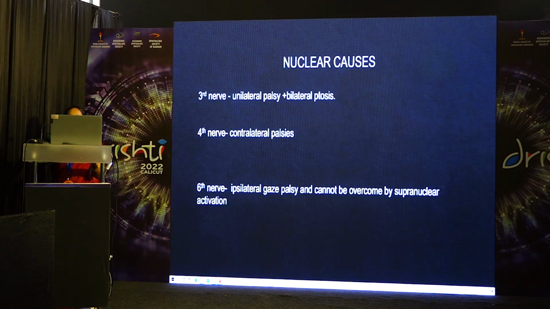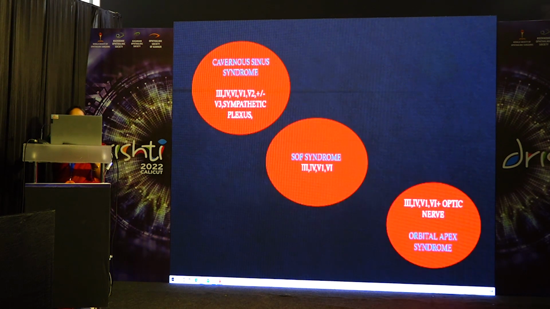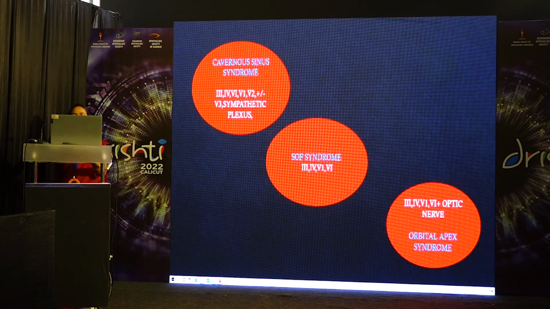Sometimes a unilateral third nerve palsy will present with a bilateral ptosis. Then the lesion will be at the nuclear level. Also for sixth nerve palsy, where there is an associated ipsilateral gaze palsy, we should think of a nuclear reason. Sometimes there will be multiple cranial nerve involvement like 3, 4, and 3, 4, 6 along with the ophthalmic branch. So the lesion can be in the superior orbital fissure. And along with that, if there is optic nerve involvement, the lesion can be at the orbital apex.